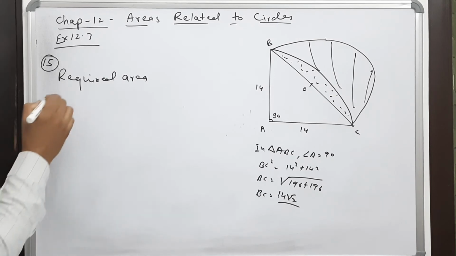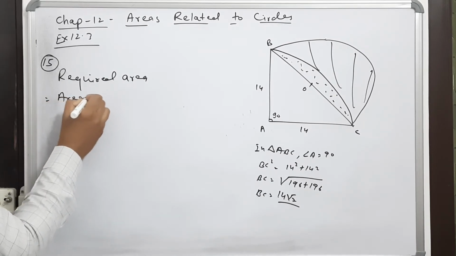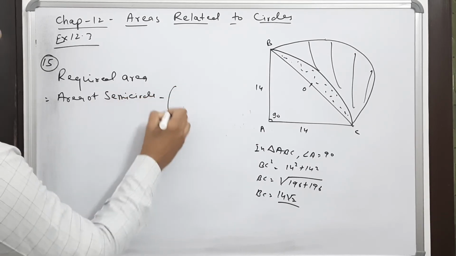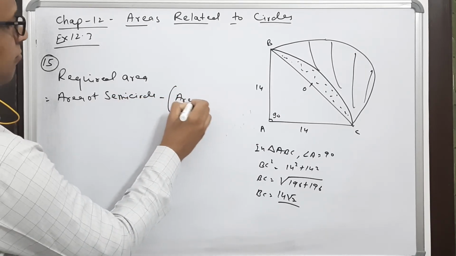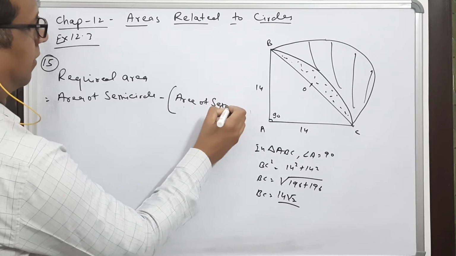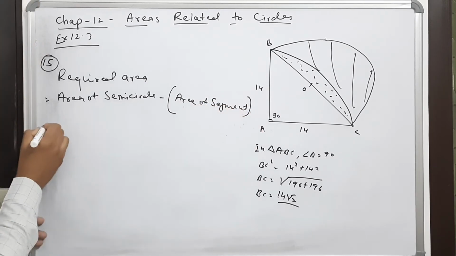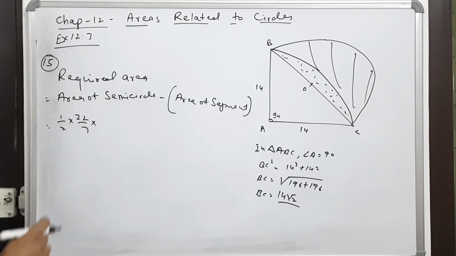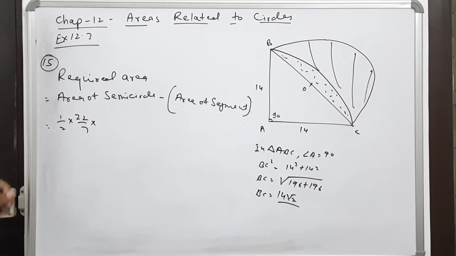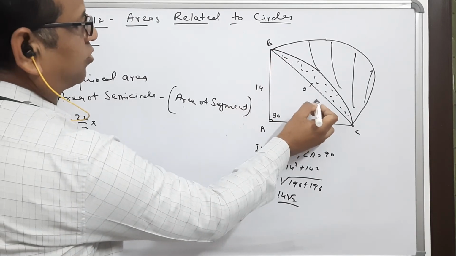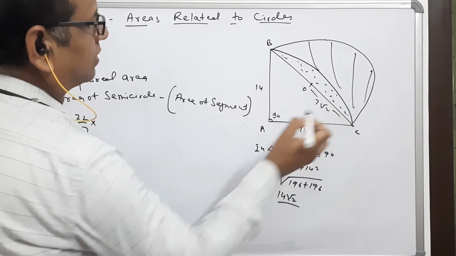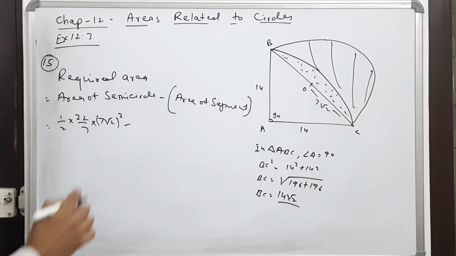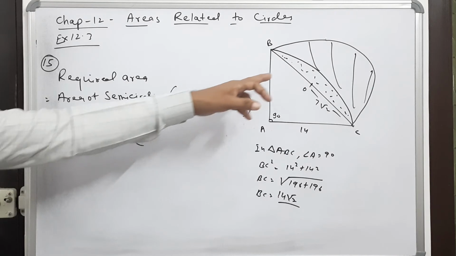please see, area of semicircle minus area of segment. Area of semicircle is half pi r square. Now the question arises about the r square. You see this full length is 14. So the radius will be 7 root 2. So it is half pi into 7 root 2 whole square minus area of this dotted part.